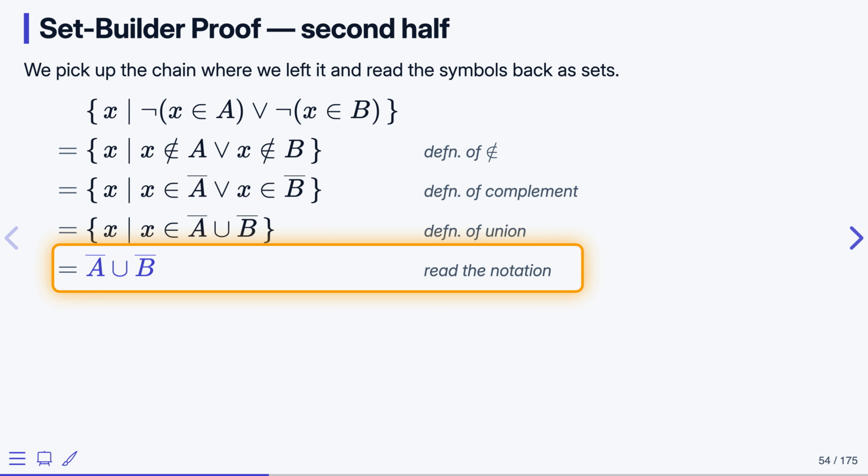Step 8. Now just read the notation. The set of all x that lie in A bar union B bar is A bar union B bar itself. That is the right-hand side we wanted. Same result as before, reached by a second method.